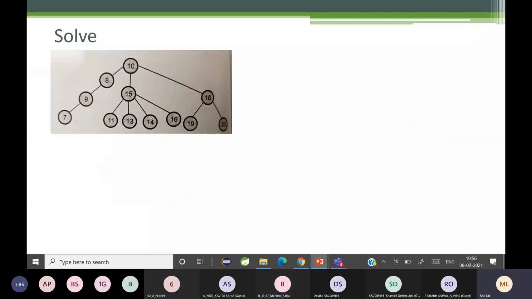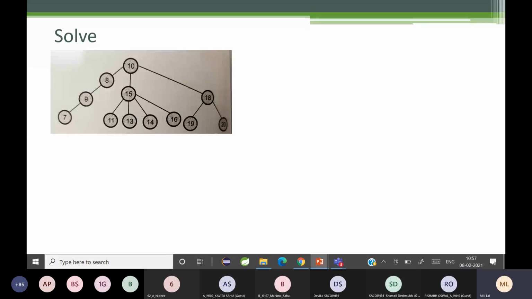Now we'll see another example. Tell me about this then. Which is going to be the root node? 10. And which is going to be 10's left node? 8. Now, which is the right sibling of 8? 15. So 15 is going to be the right child of 8. And the left child of 8 is going to be 9.